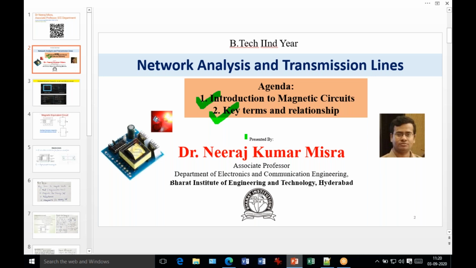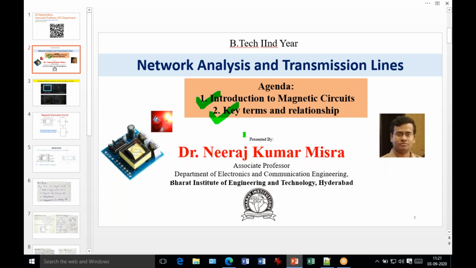But today we are discussing magnetic circuits. So what is the application of a magnetic circuit? This is one point. And after that, if a magnetic circuit is available, how can we check its performance parameters? So what are the parameters of the magnetic circuit?